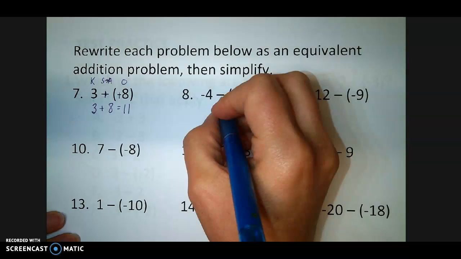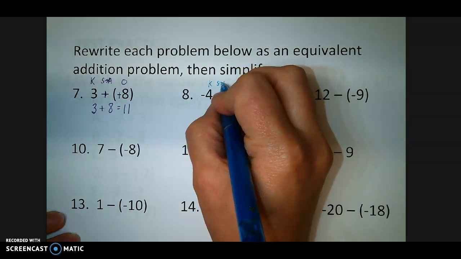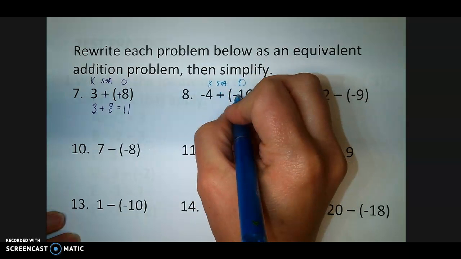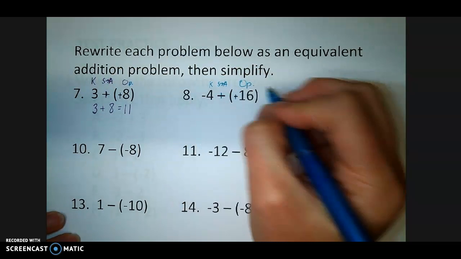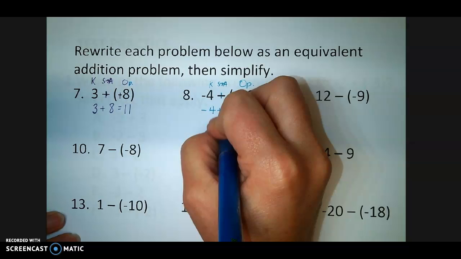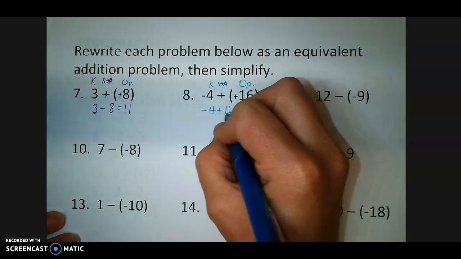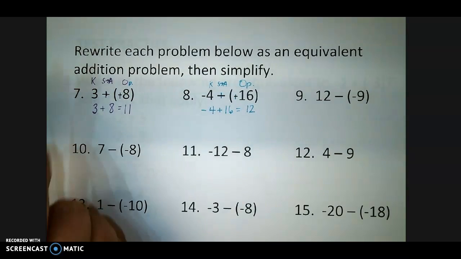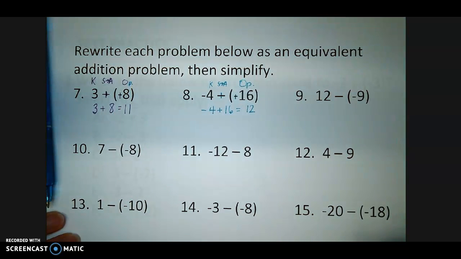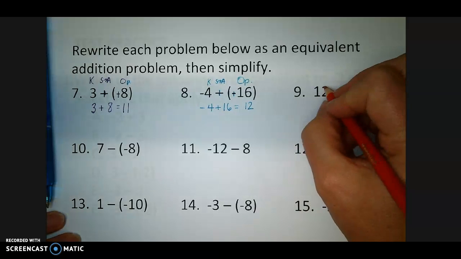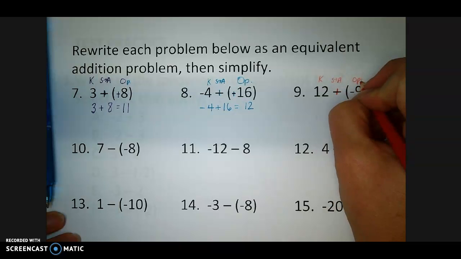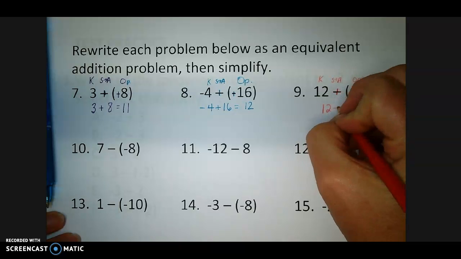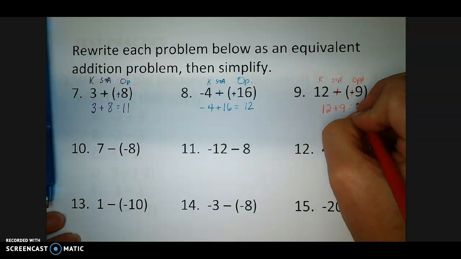For this next one, I'm going to keep that first number. I'm going to change subtraction to addition, and I want the opposite of whatever is going on there, negative 16, so positive 16, so negative 4 plus 16. Opposite signs, so I subtract, and it's going to be positive because 16 is larger and it is positive. Number 9, I'm going to keep that first number, change subtraction to addition, and I want the opposite of that, so I get 12 plus 9, because the opposite of negative 9 is positive 9, and I get 21 as my answer.